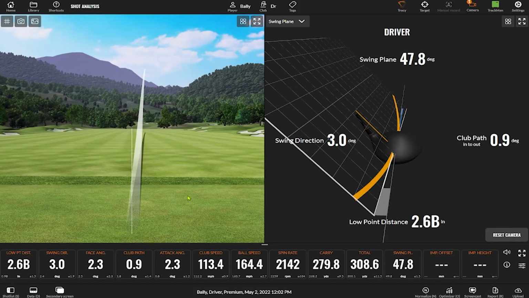I think I just shoved that into the weeds again. Oh, that's solid. Okay. A little bit better shot there. There's our nice little cut there.